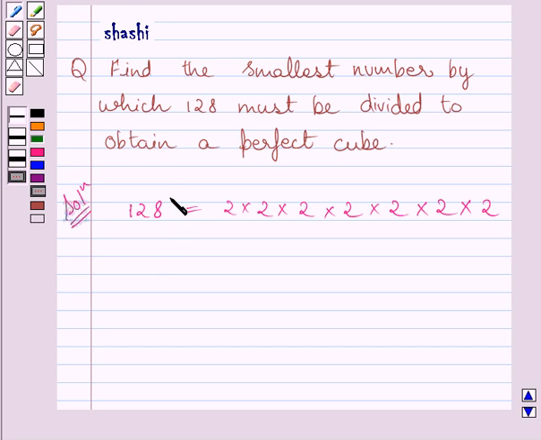Now understand that in the prime factorization of any number, if each factor appears 3 times, then the number is a perfect cube. Now clearly you can see here we have grouped the factors in triplets. Now only one 2 remains after grouping the 2s in triplets. So 128 is not a perfect cube.